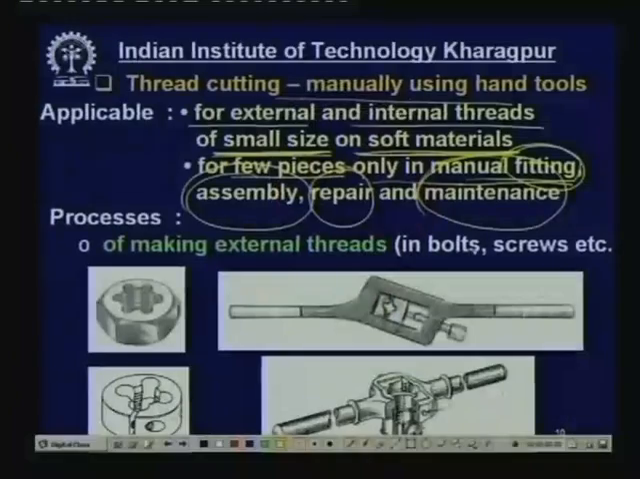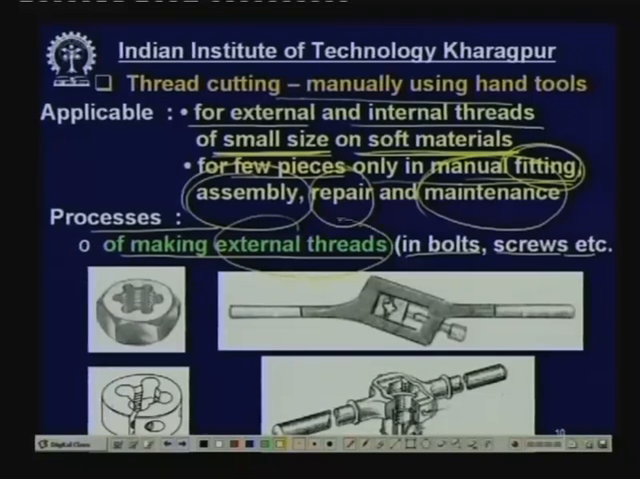But what are the processes by which you can do this thread cutting? Let us talk about making external threads like, say, bolts, screws, studs, etc. There are different types of dies used. External threads are produced by die, D-I-E, die. This is the die. Now, this die is producing external thread. So, the die tool will look like a nut which has got internal thread.